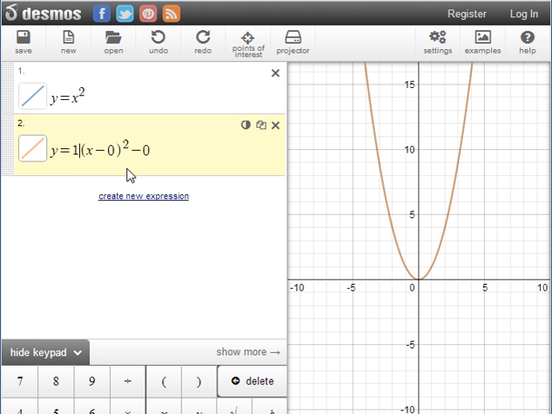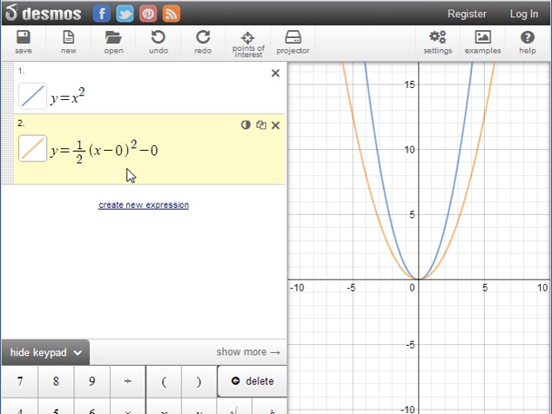Now I'm going to try something interesting here. I'm going to make it 1 divided by 2, also known as 1/2, and look what happens to the red parabola. I'm now going to make it 1 divided by 3, which is a is now 1/3, and now I'm going to make it 1/4 and 1/5. You'll notice that as I do, something happens to the red parabola compared to the blue parabola.